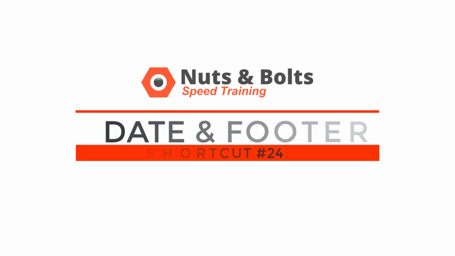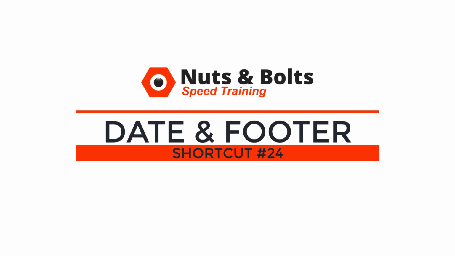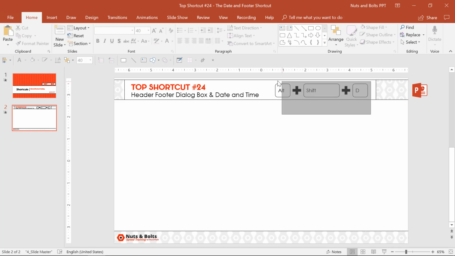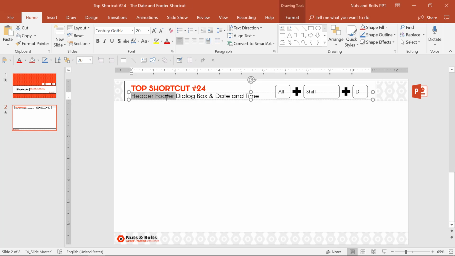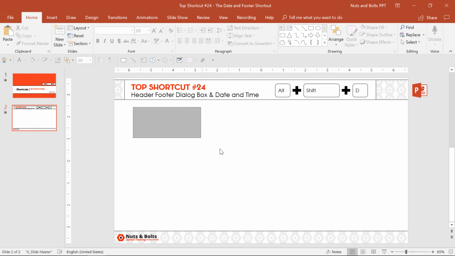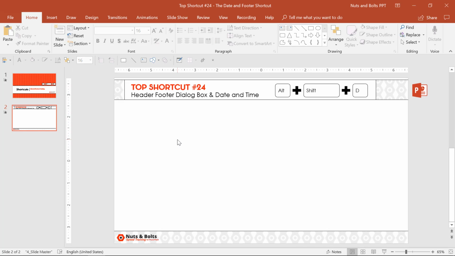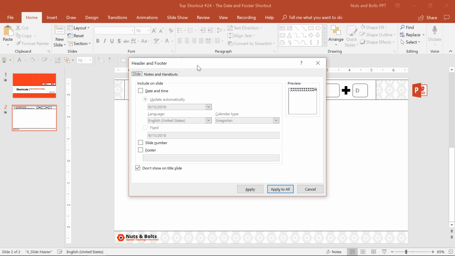Top shortcut number 24, the date and footer shortcut, which is a cool double dipper keyboard shortcut here in PowerPoint. So Alt-Shift-D is a double dipper keyboard shortcut allowing you to get your header and footer dialog box or your date and time dialog box depending on what you're doing. If you're on a slide and you're not clicked into anything, so I'm not clicked into a shape, text box, or anything like that, Alt-Shift-D will automatically open up your header and footer dialog box, which is the secret to getting at your slide numbers, footers, and date and time.